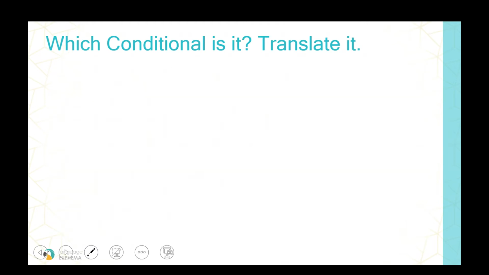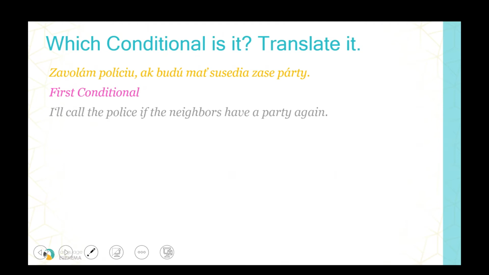Very well, let's continue. Zavolám políciu, ak budú mať susedia zase party. Which conditional? First, very well. And now translate. All right. I'll call the police if the neighbors have a party again.